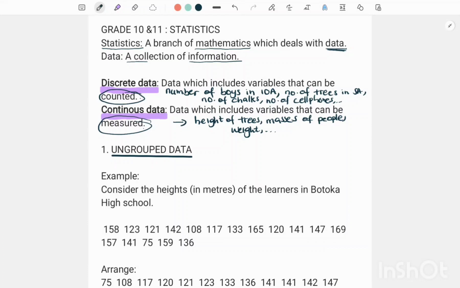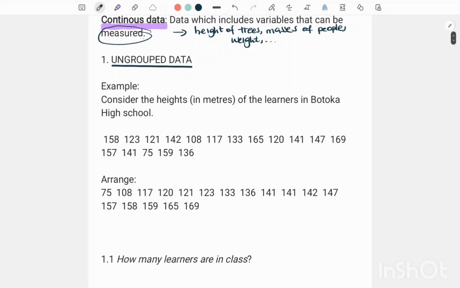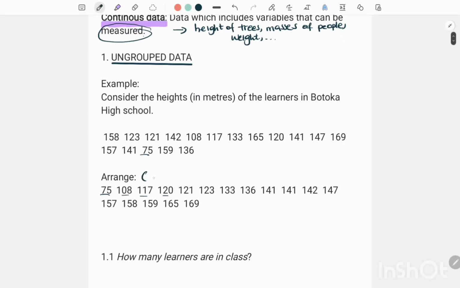So let's look at this example. Consider the heights in meters of the learners in Botoka High School. They normally give you a data which is not arranged. So the main key here is to arrange your data in ascending order from the smallest to biggest. So we have 75 as the smallest, 75, 108, 117, 120, just like that. This data is arranged in ascending order. You must arrange your data in ascending order.